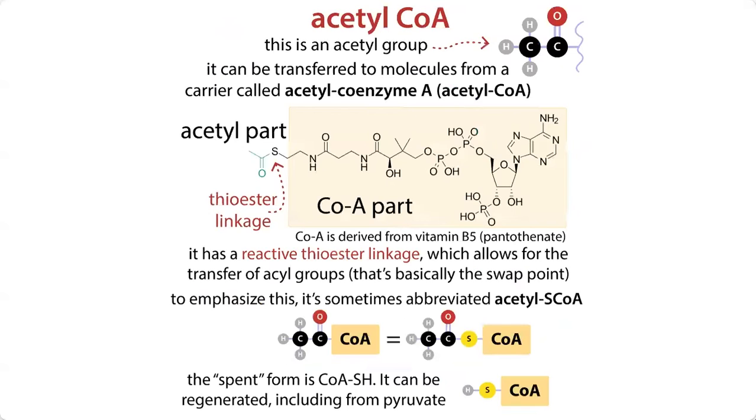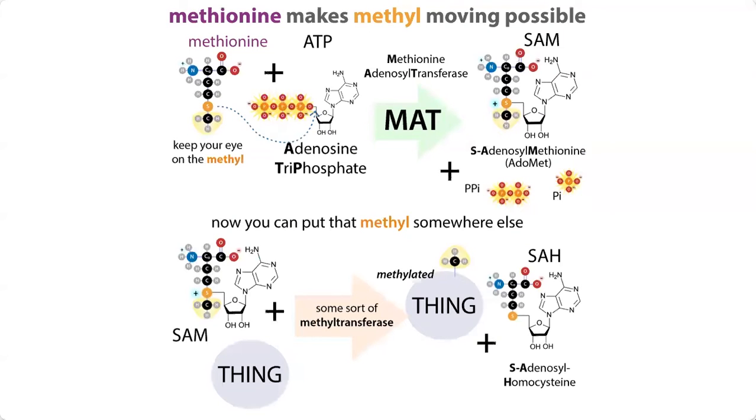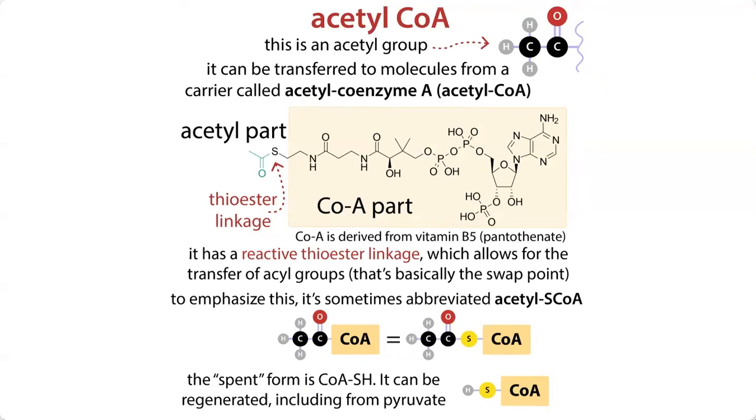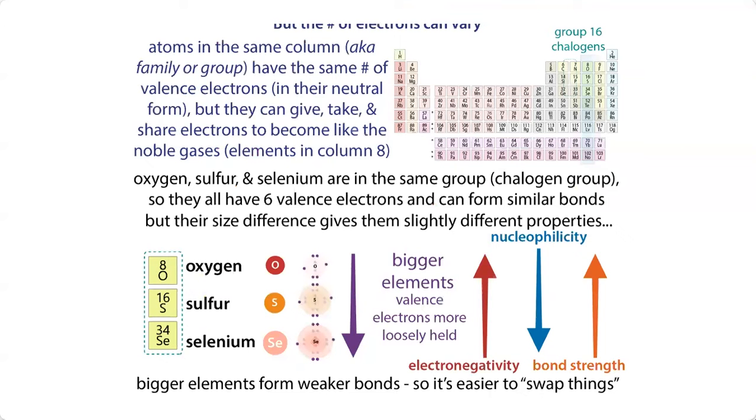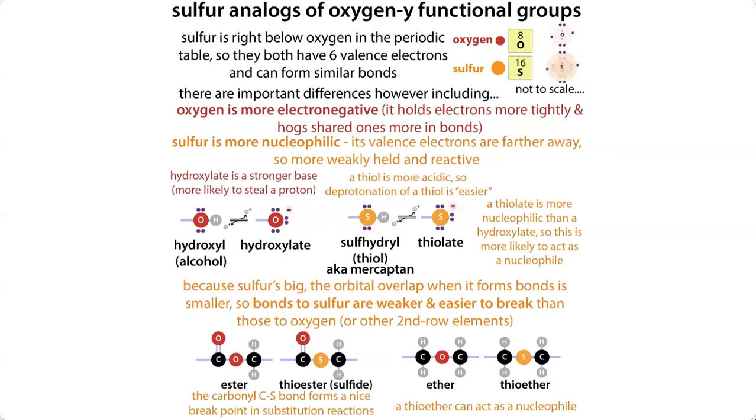In both the case of acetyl-CoA or any sort of CoA linkage, or the case of S-adenosyl methionine, the reason why we're able to move these sorts of functional groups or these various chemical pieces off of these carrier molecules is due to the sulfur linkage. So sulfur is right under oxygen on the periodic table. This means that they have the same number of valence electrons, so the same number of their most reactive electrons, those in the outermost shell. But in the case of sulfur, they're going to be farther out. And so those are going to be more reactive, more nucleophilic.